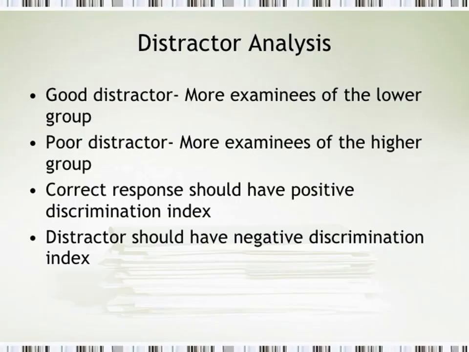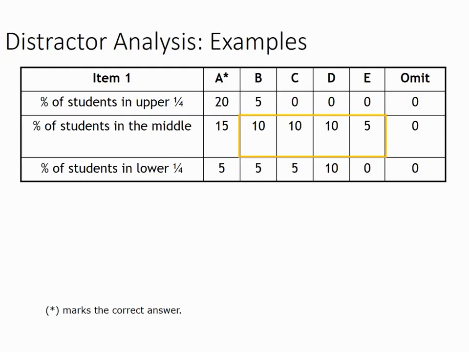The idea behind distractor analysis is that when you're looking at the score report, your upper group shouldn't be picking distractors. Your middle group, if you have one, should be selecting your distractors equally, and your bottom group should be mostly picking between distractors. Let's look at an example.